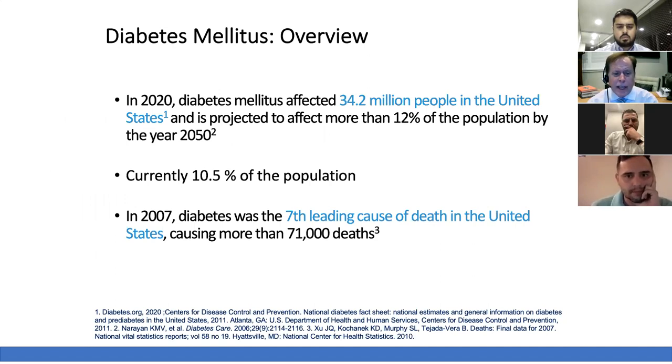So in the United States in 2020, diabetes affected about 34 million people. It's greater than 10% of our population. It's projected by 2050 that this will increase to about 12% of the population. And the last recorded history of death was in 2007. And at that point, it was the 7th leading cause of death in the United States.